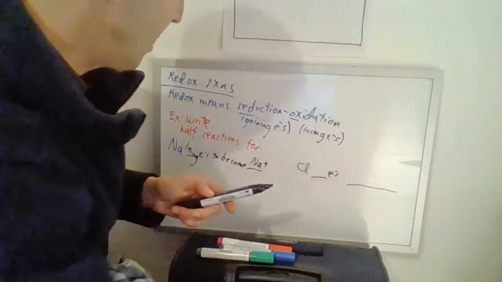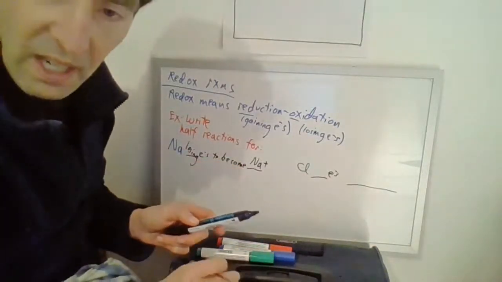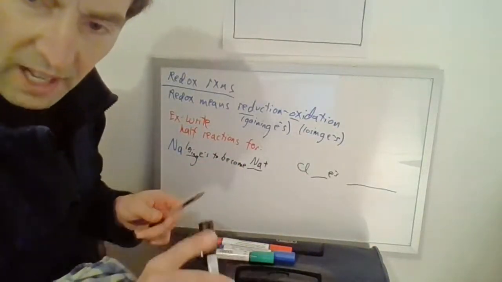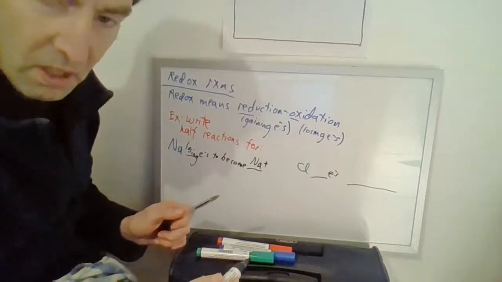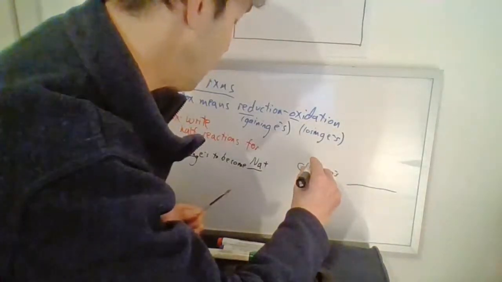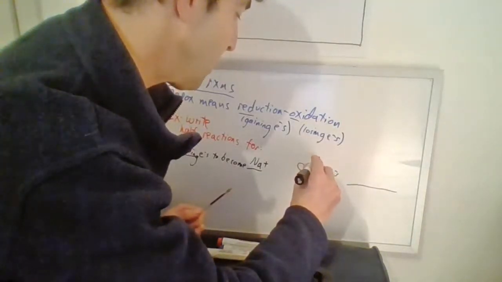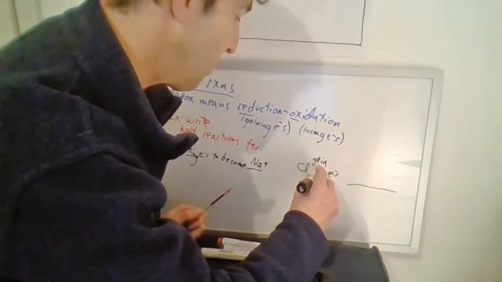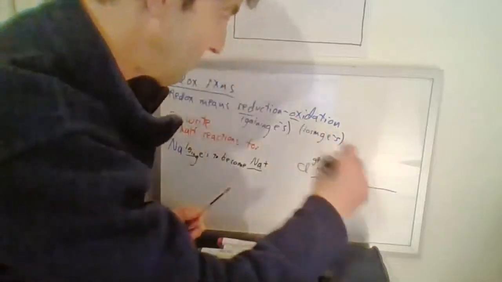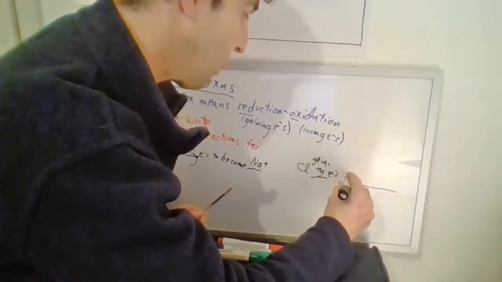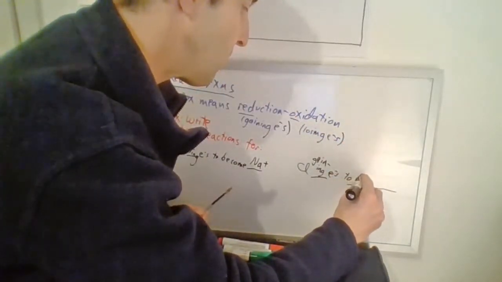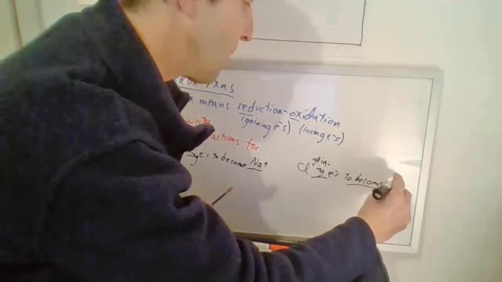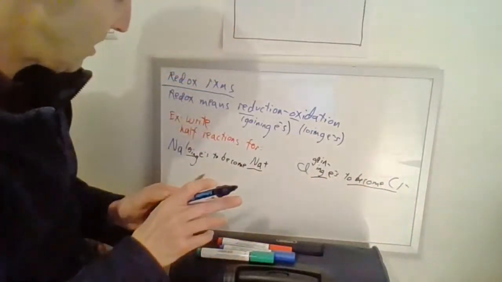Thank you very much. Okay, can somebody do chlorine now? Chlorine, good. Marino has it. It's gaining electrons to become Cl minus. So I'll write here, gaining electrons, how about that? To become Cl minus.